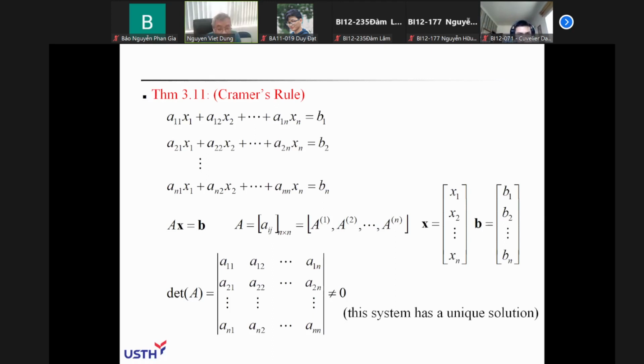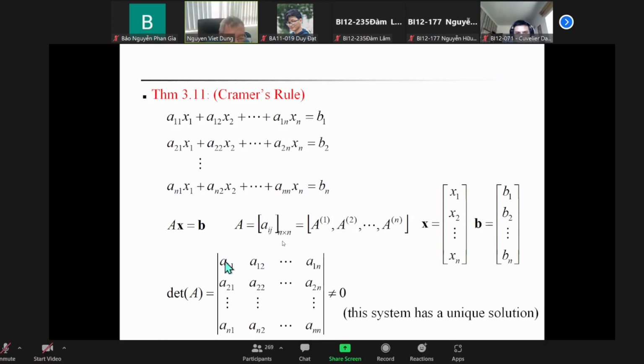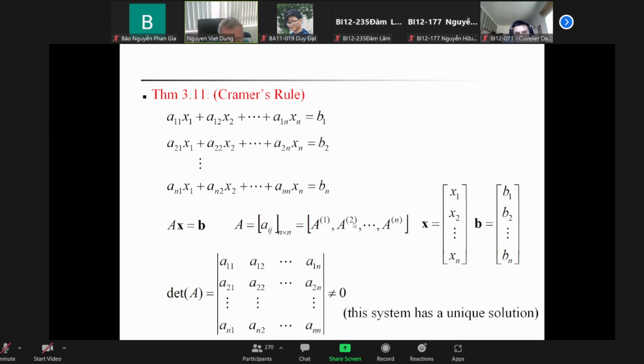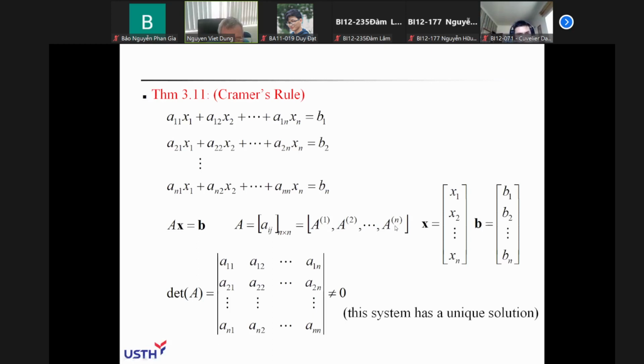In order to do that, I fix some notation. Suppose that A is denoted by Aij like that. That is a square matrix of size n by n. Aij is a coefficient here. Now I divide it into columns. The first column I denote by A1, the second column I denote by A2, and the last column is denoted by An. And X is the column of variables, and B is the column of the right hand side here.